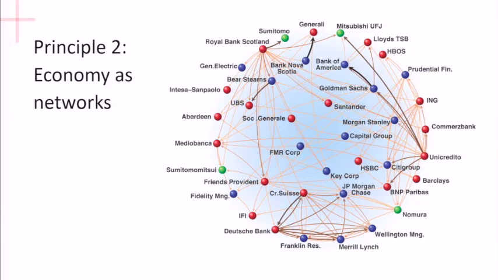Principle 2, economy is viewed as a network. Now, when we look at economy, every organization is linked to other organizations, and the output of one organization becomes the input to another organization.